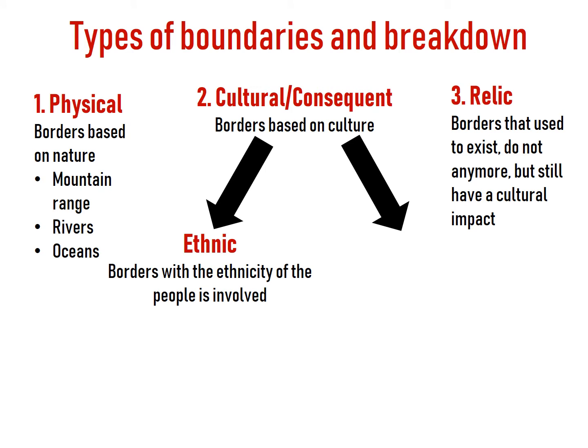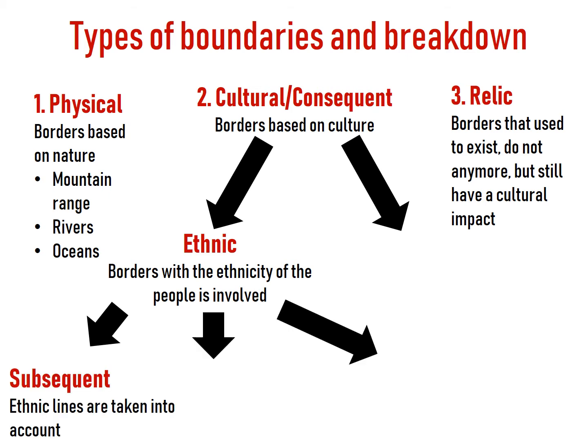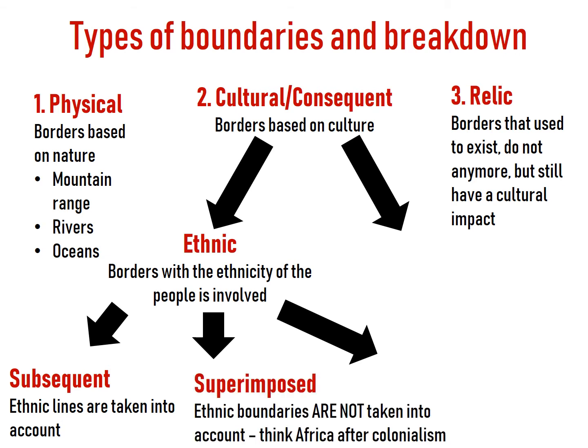First, we have our ethnic boundaries. These are borders with the ethnicity of people involved, right? We are somehow using or not using ethnicity as a matter to determine where these borders are. And we can break them down into three categories. Yes, there's a lot of breaking down happening. So you have subsequent boundaries where the ethnic lines are taken into account. Like when you draw a border for a country, you're going to draw it with the ethnicities in mind and not put people together who don't like each other.